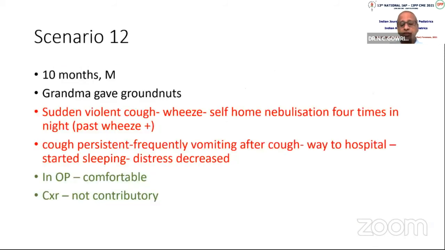This is a 10-month-old child. This child, grandmother gave groundnut, sudden violent cough. Child started wheezing, home nebulization by the mother because child had had past wheeze. The cough was persistent, did not allow the child to sleep in the night. During travel to hospital, the child coughed and then started sleeping.